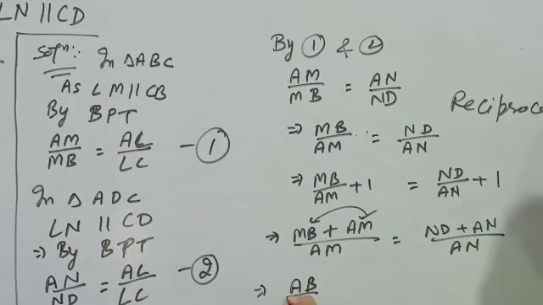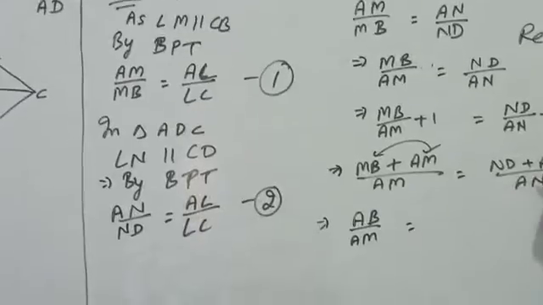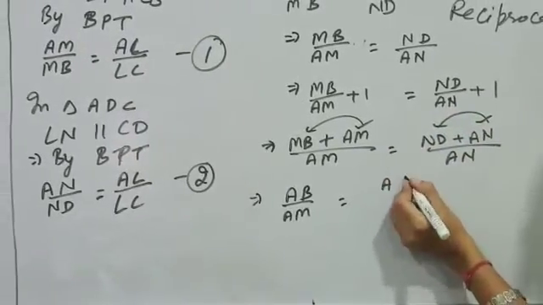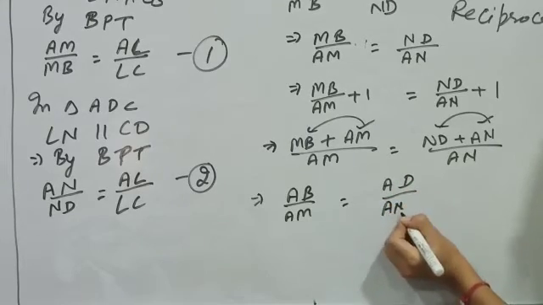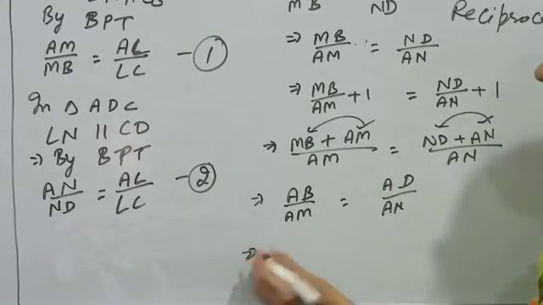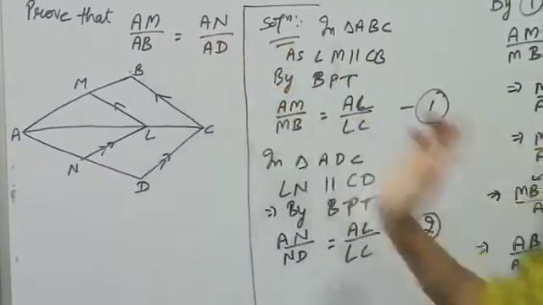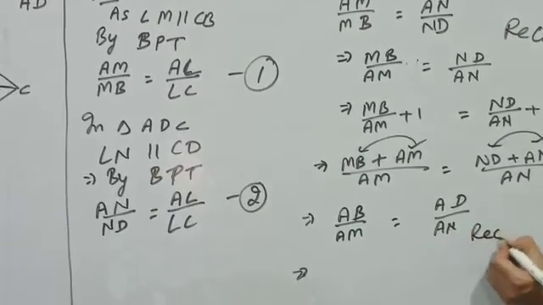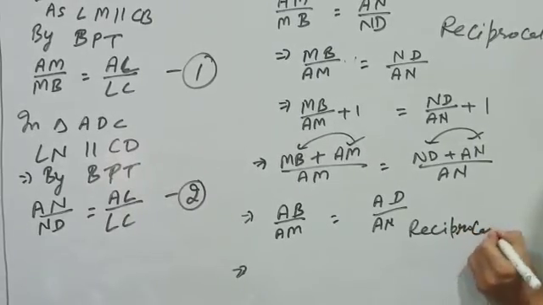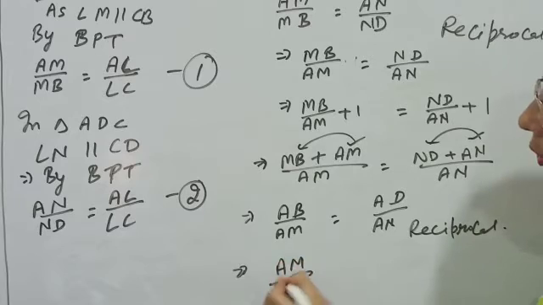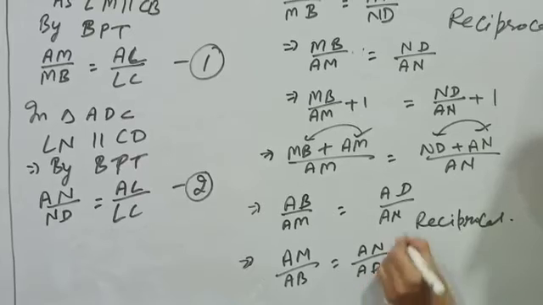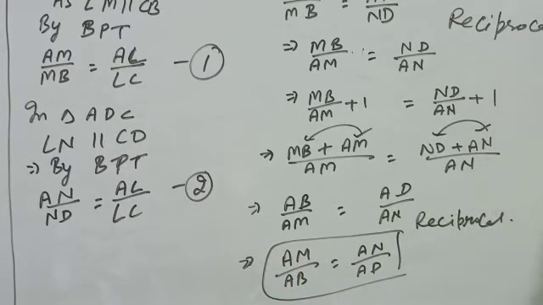So AB upon AM is equal to AD upon AN. Now again we take the reciprocal, as for the required proof we need AM in the numerator and AB in the denominator. So again doing the reciprocal, AM upon AB is equal to AN upon AD. This is the required result of the question.